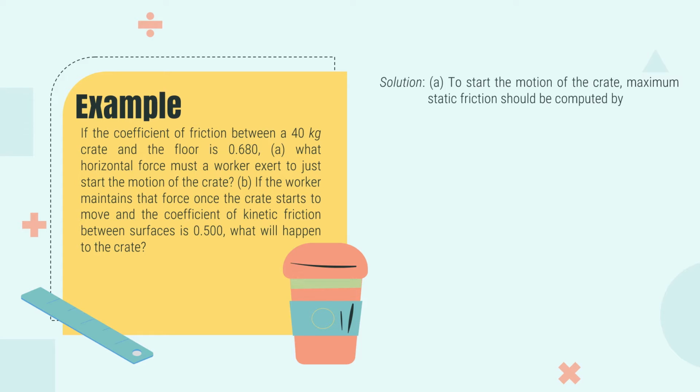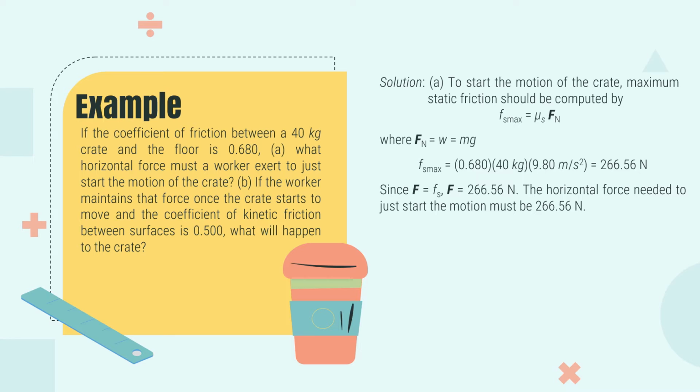For question A, to start the motion of the crate, maximum static friction should be computed by F sub s max, which is equal to mu sub s times F sub n, where F sub n is equal to weight, which is mass times the acceleration due to gravity. F sub s max is now equal to 6,800 times 40 kilogram times the acceleration due to gravity, 9 and 8 tenth meter per second squared, which yields to 266 and 5600 Newton.